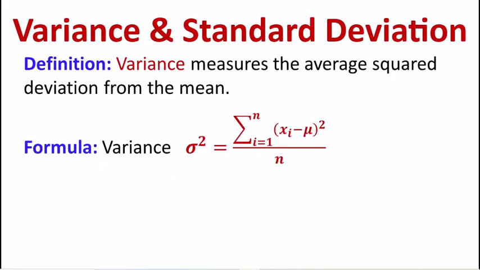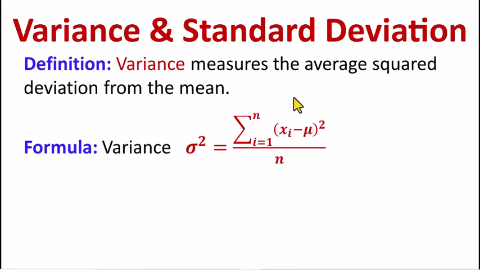Now let's look at the variance and the standard deviation. These are two very important measures of spread or variation. And let's start with the variance. By definition, the variance measures the average squared deviation from the mean. And we're going to use this symbol, sigma square, for the variance.